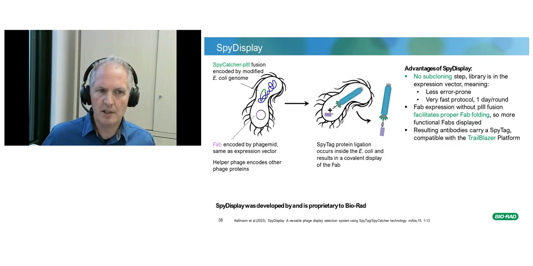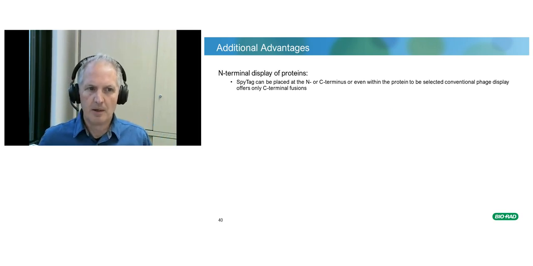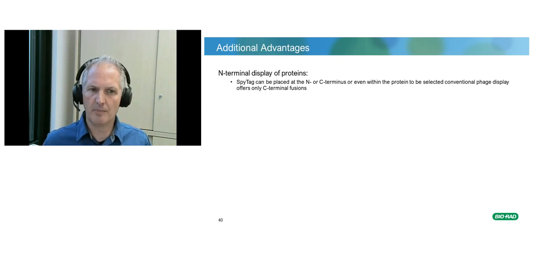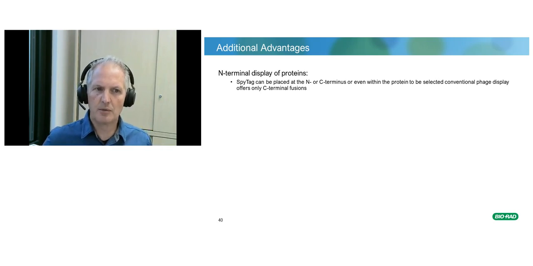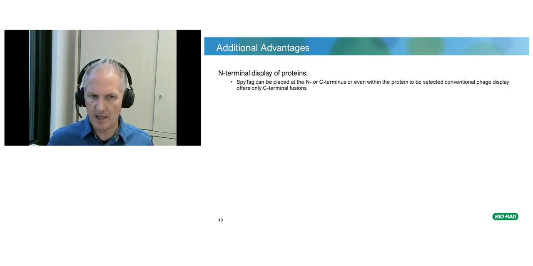There are some additional advantages which are not needed for the antibody selection. You can use this SpyDisplay for the selection with fusion of the protein of interest at the N-terminus to the phage coat protein. With the conventional method, you always have to fuse it at the C-terminus of your protein. But since you can place a SpyTag at the N-terminus or the C-terminus or even within the protein, you have more options with SpyDisplay.